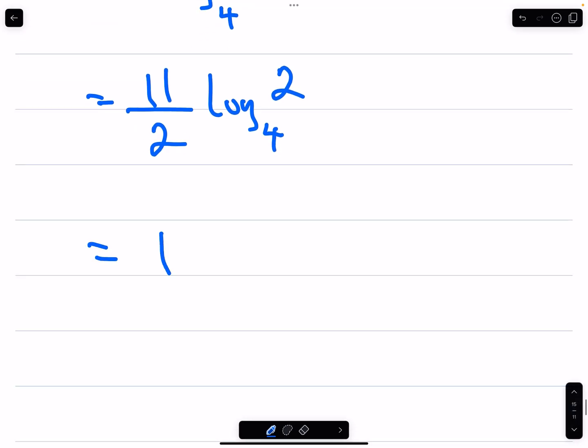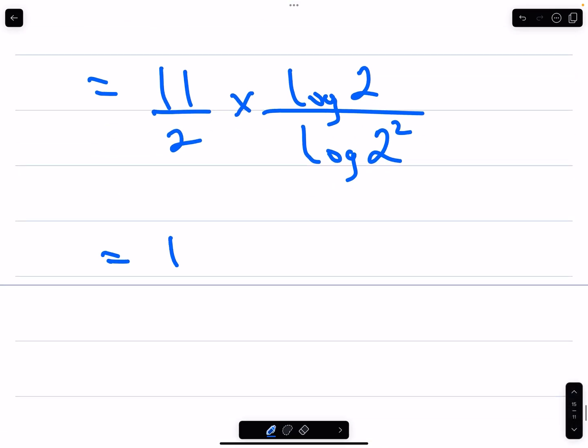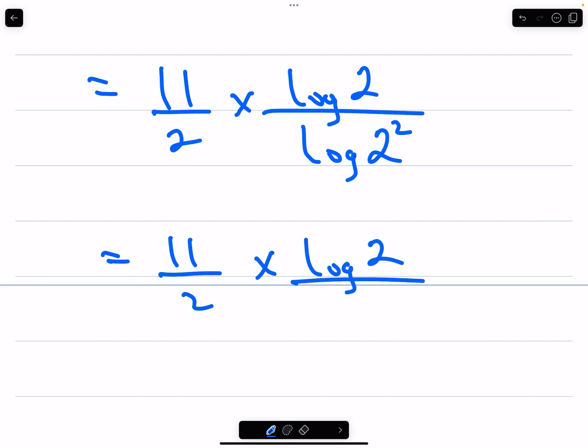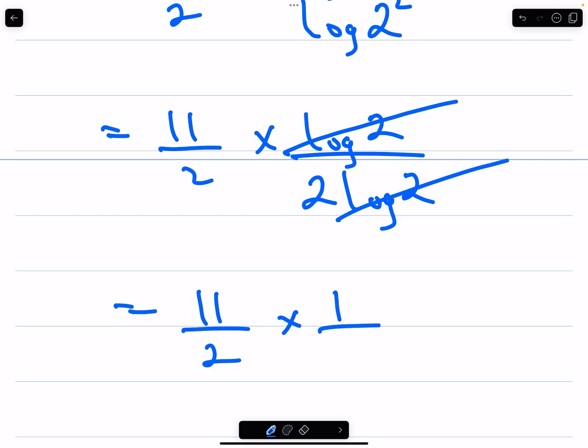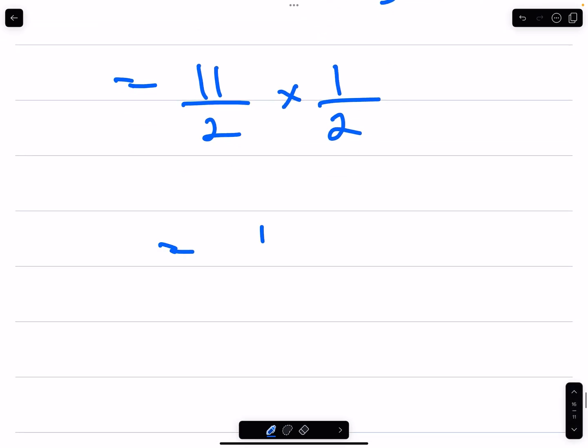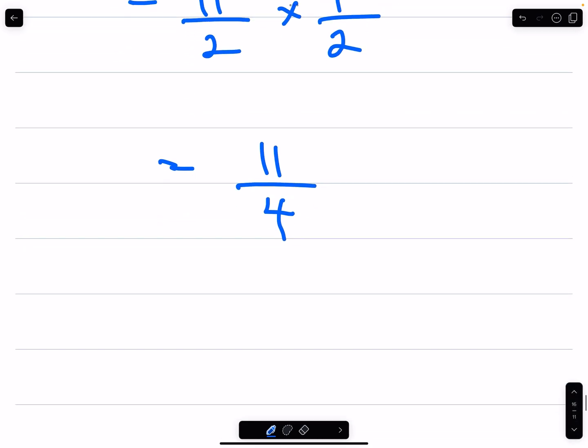And that's the same as 11 over 2 times log 2 divided by log 4, which is log 2 raised to the power 2. And that's the same as 11 over 2 times log 2 divided by 2 log 2. Log 2 here is 1, log 2 here is 1, and then we are left with 11 over 2 times 1 over 2, and the final answer is 11 over 4. And that's it, very simply.